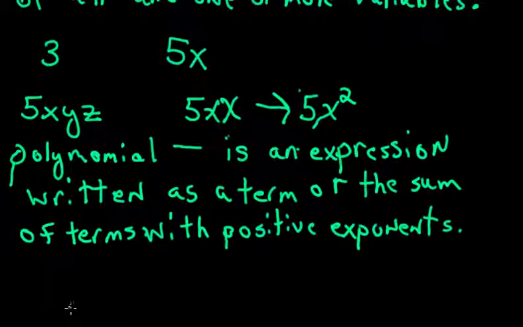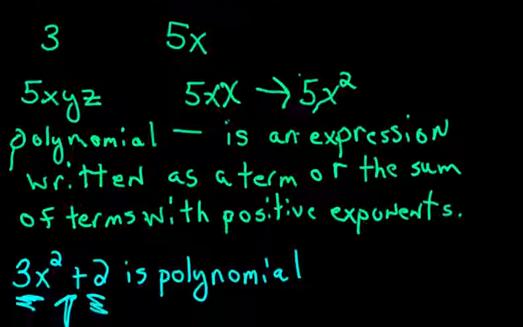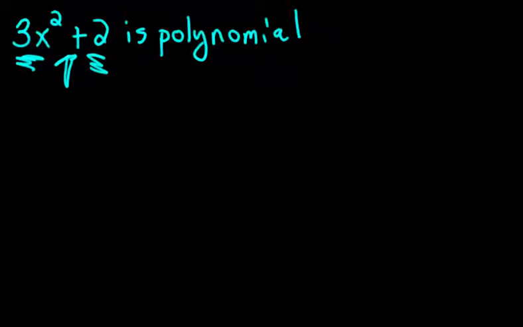So, let's give some examples. 3x squared plus 2 is a polynomial. We have two terms, right, connected by a sum. And that meets our definition of polynomial. So 3x squared is a polynomial because we have a term, we have a sum of that term, and another term.